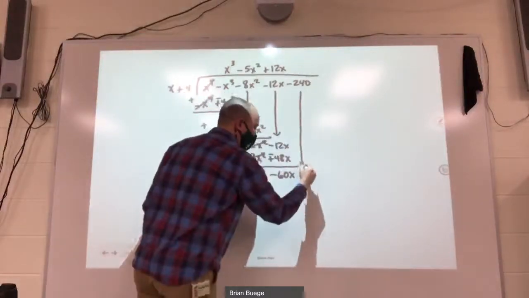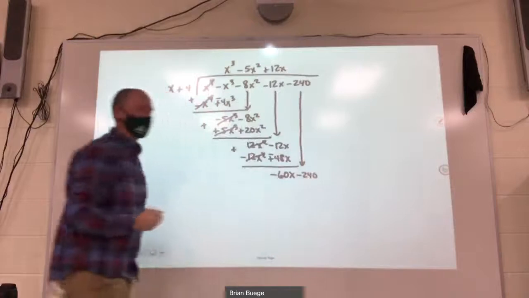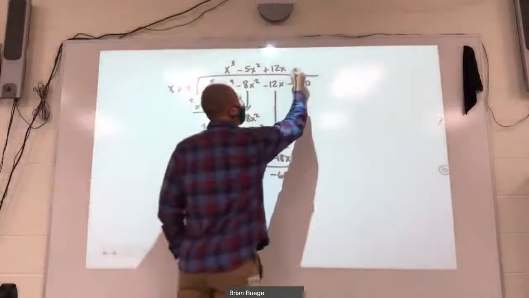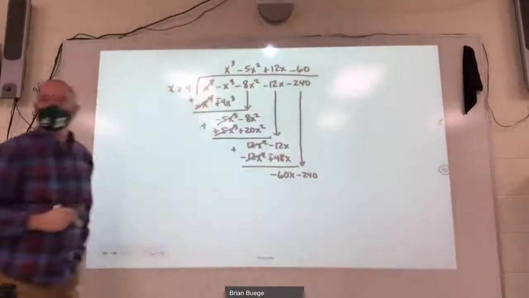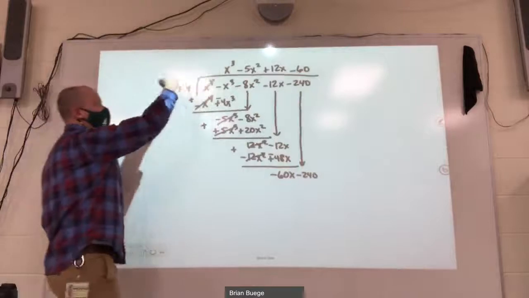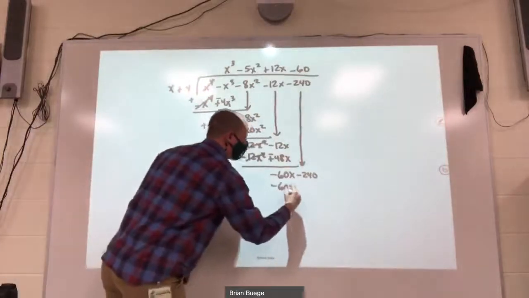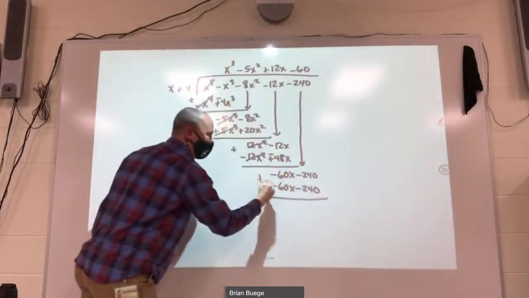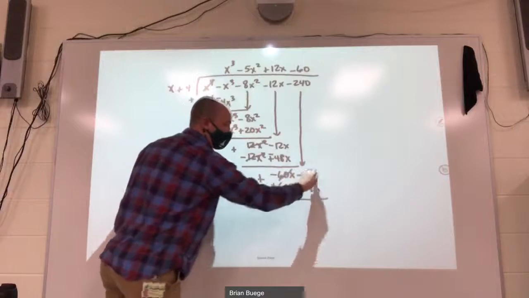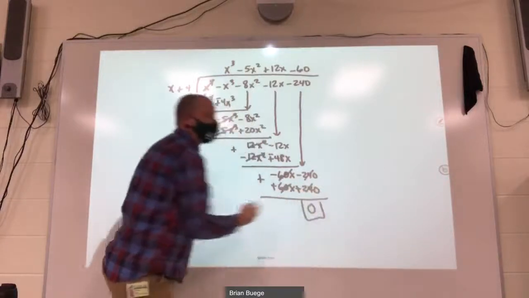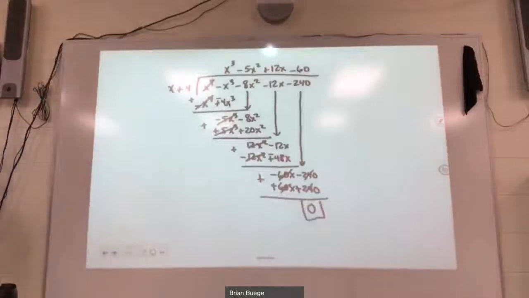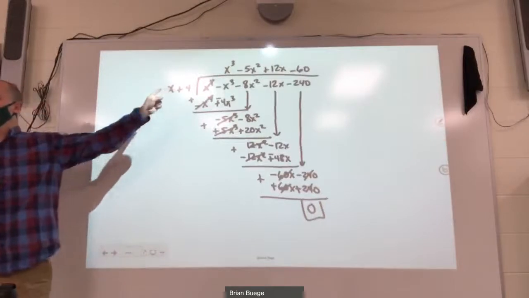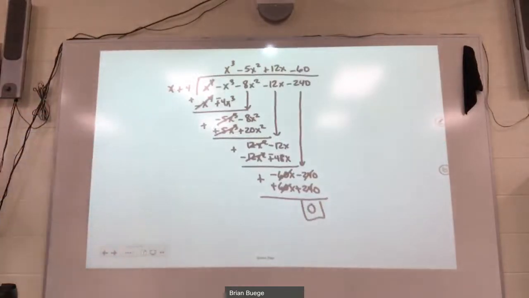And then finally, we bring down the negative 240. And the last thing I'm going to multiply by is negative 60. Distribute that through, I get a negative 60x. Multiply by 4, I get negative 240. And sure enough, when I add the opposite on this one, the x's cancel, the 240s cancel, and there's my remainder right there of 0. Okay? Which we knew we should have got anyway because we already knew x plus 4 was a factor from the graph. We already had it, so I knew I should get a remainder of 0.